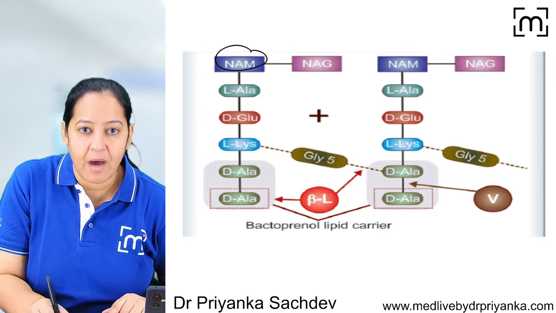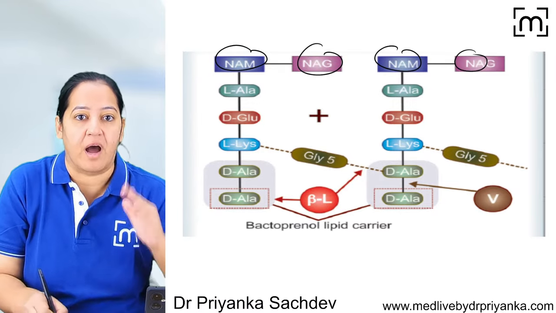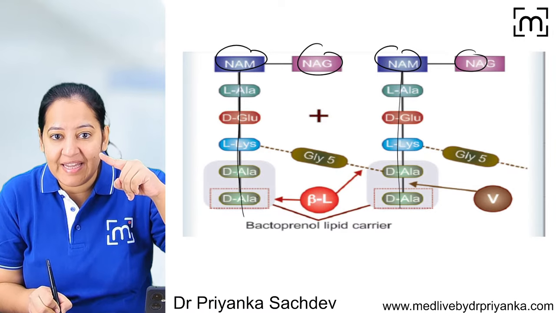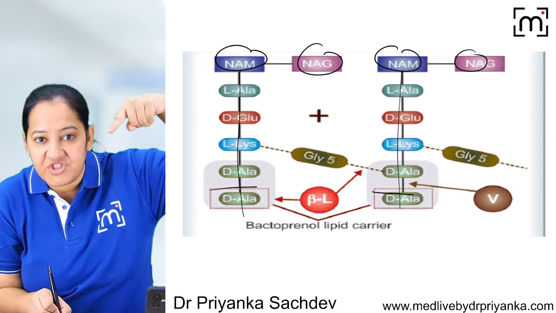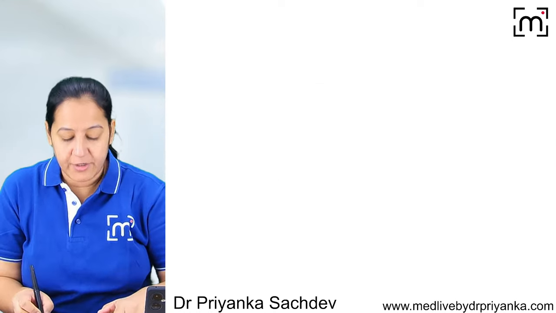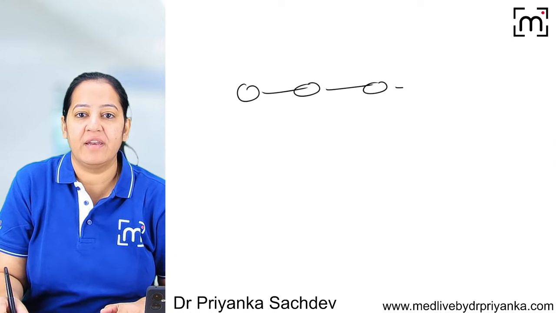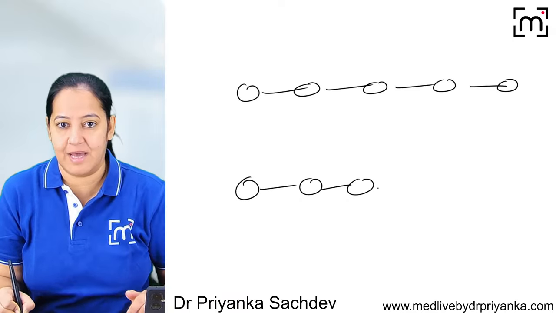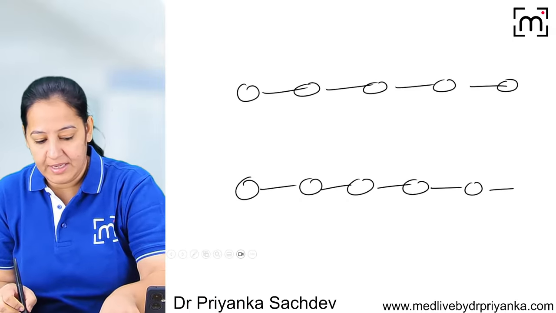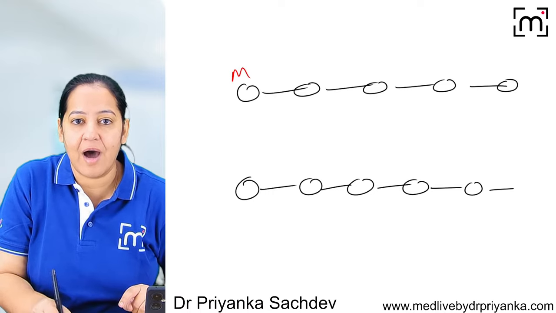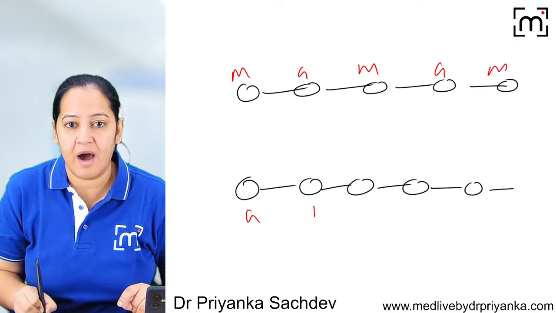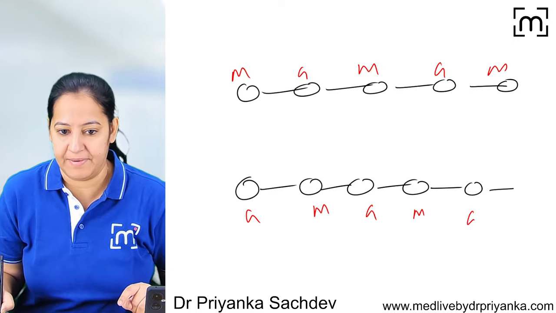So you can see one NAM, one NAG. One NAM, one NAG. On the NAM, there is a tail, a tail of amino acids. So actually the D-alanine will get split off and the chains are interconnected with each other. I told you. So this is one chain and this is another chain. Just below that, this is another chain. So in these chains, this is NAM, this is NAG. For example, here it is NAG, NAM.